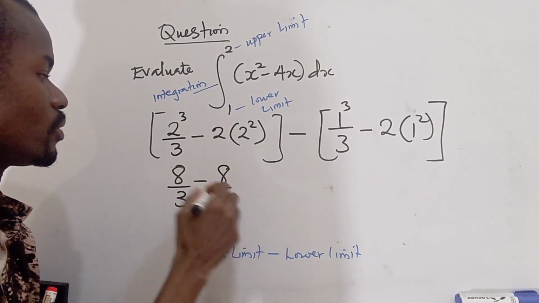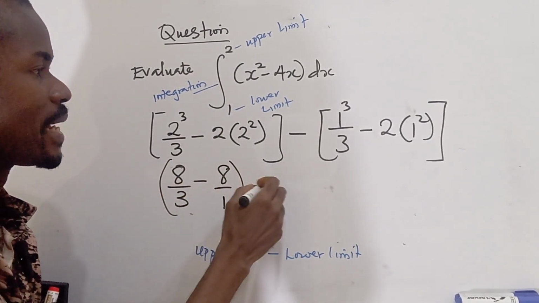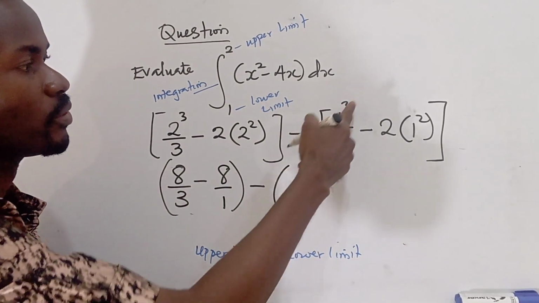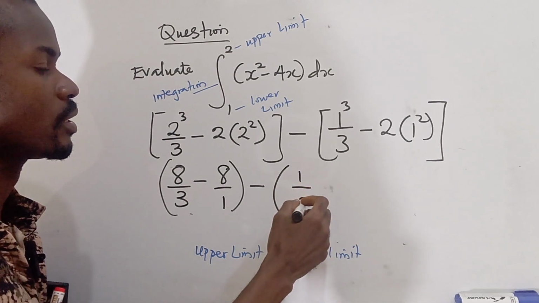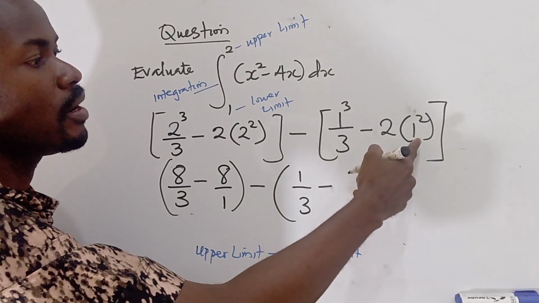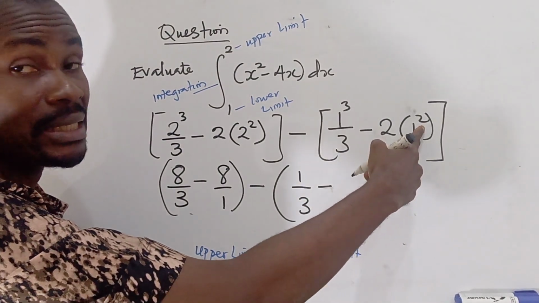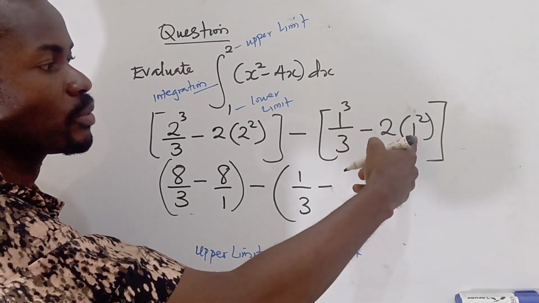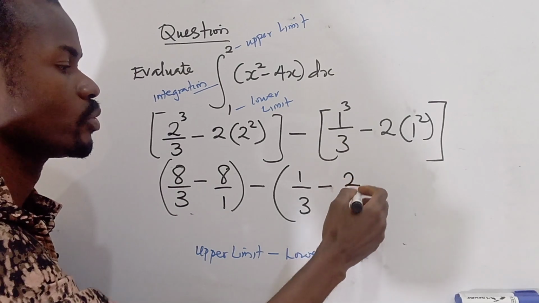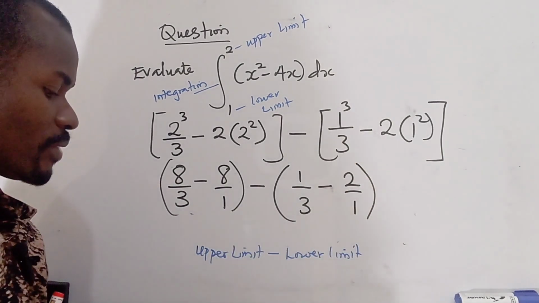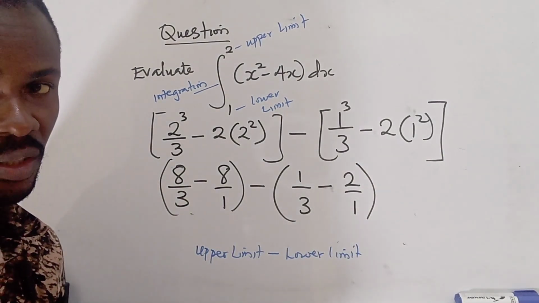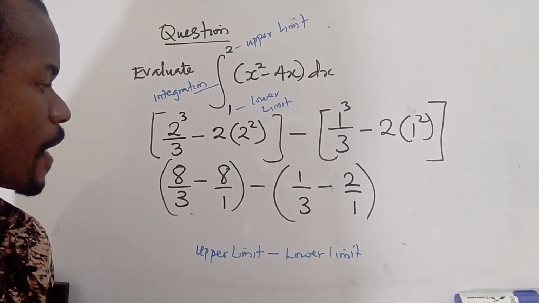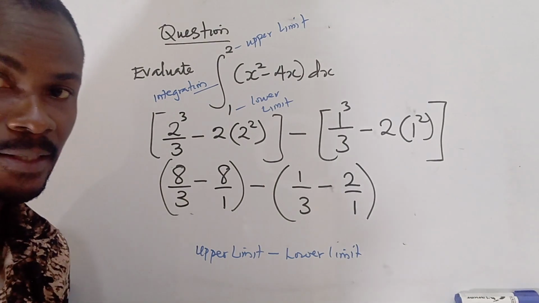I can decide to write this as this minus 1 raised to the power of 3 is 1, over 3, minus 1 raised to the power of 2 is still 1. 2 times 1 is also 2, so we have 2 over 1. So we have this fraction to solve, okay? So how do we solve this fraction to get our answers?